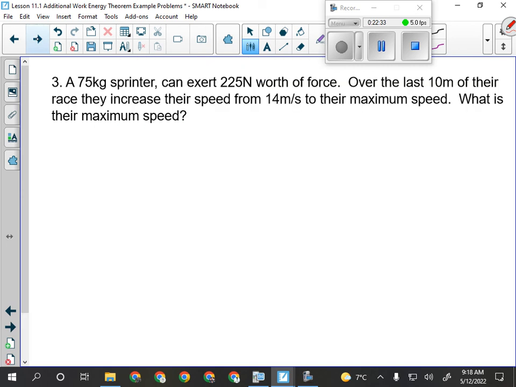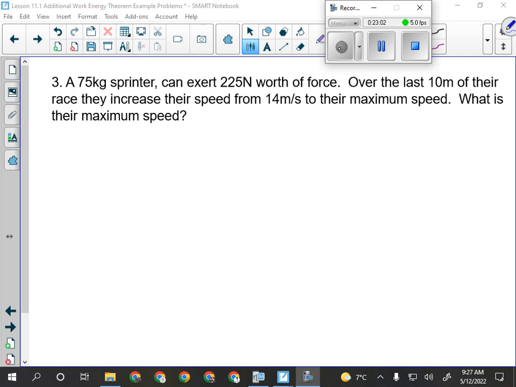Okay. All right, try that one. So we got a sprinter who is exerting 225 newtons worth of force over the last 10 meters of their race. They increase their speed from 14 meters per second to their maximum speed. What is their maximum speed? So this one, the algebra is a little bit more involved, okay? You don't have any values that are 0 in this question. Okay, let's go over this one.